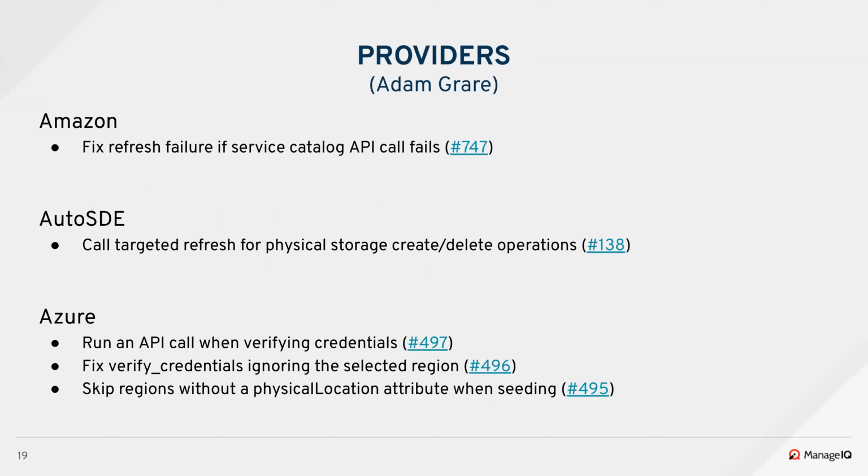For Amazon, we fixed the refresh failure if one of the API calls to one of the AWS services fails. It was returning an empty collection when it was supposed to be returning nil, which was causing a refresh failure down the line. So that got fixed. AutoSDE added a targeted refresh call after a physical storage create or delete operation.